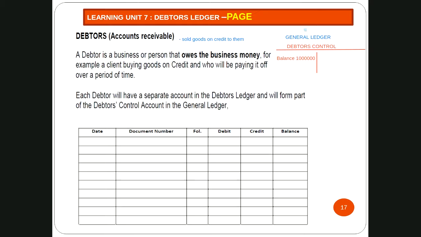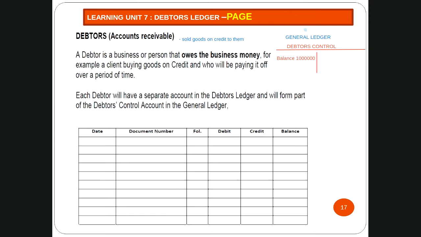This is called the general ledger. Why do we call this the general ledger? It's because we just show the balance for everyone. We don't have to show the balance for Sylvester or the balance for Hortensia. We don't have to show the balance for an individual debtor. Are you okay? So that's why we always call this a general ledger.